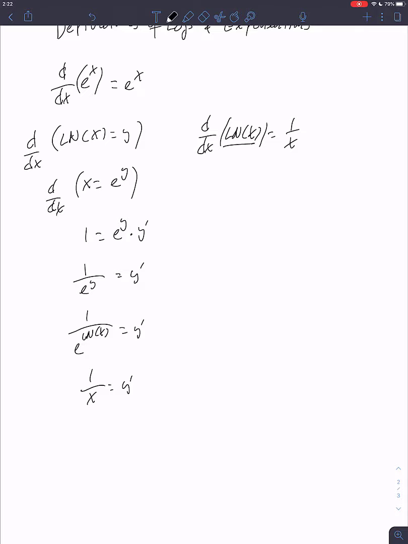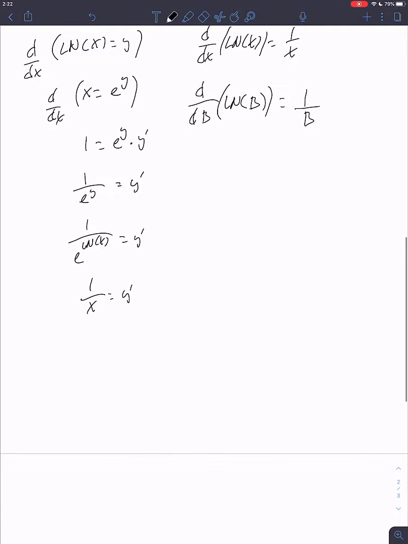Now it's very important that we realize ln of x, its derivative is 1 over x, but likewise the derivative with respect to, let's say, b of ln of b is 1 over b. So don't assume as soon as you see a derivative of ln, it's 1 over x. It's 1 over whatever the inside part is.